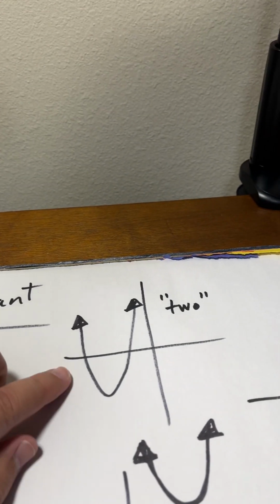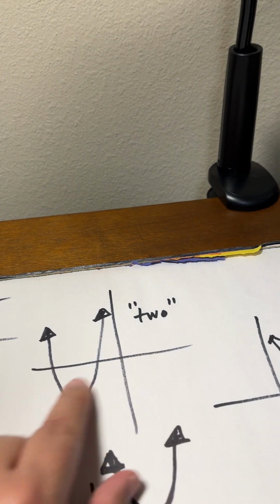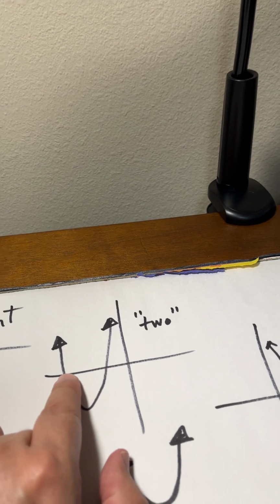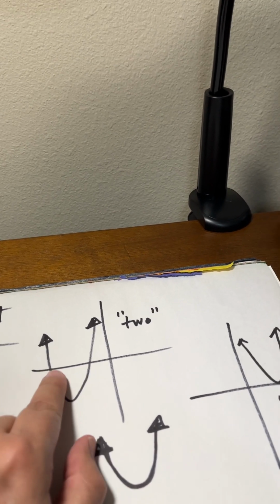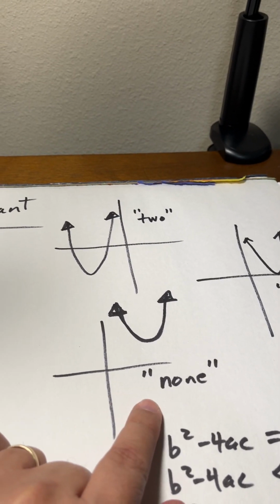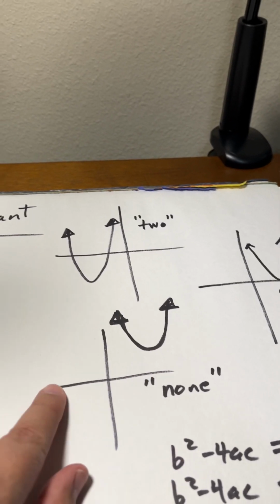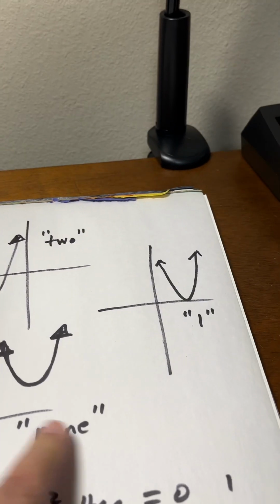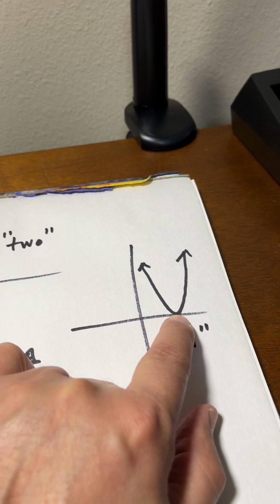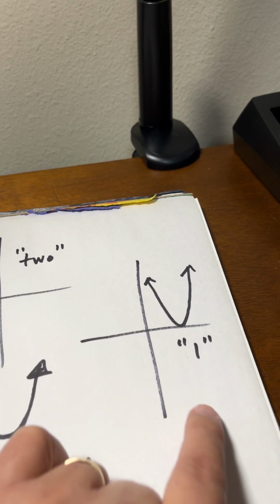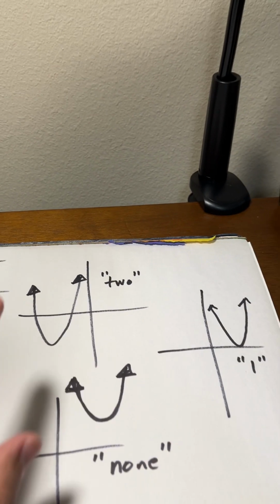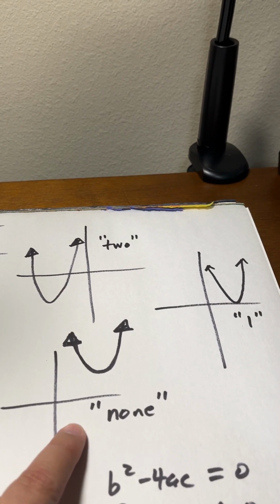So if you had a graph that looked like this, it is two real solutions. You can see it hits the x-intercept right there. So there are two real solutions, literal solutions. This is what it looks like when you have no real solutions, when it doesn't actually hit the x-axis. And here's what it looks like when it has one real solution, it just touches the x-axis at just one point. So this is one real solution, this is two real solutions, and this is no real solutions.